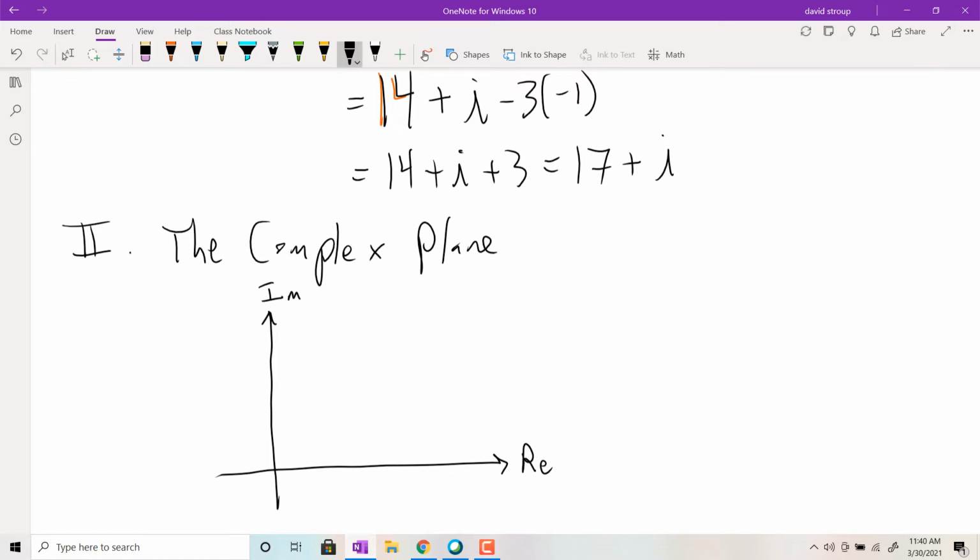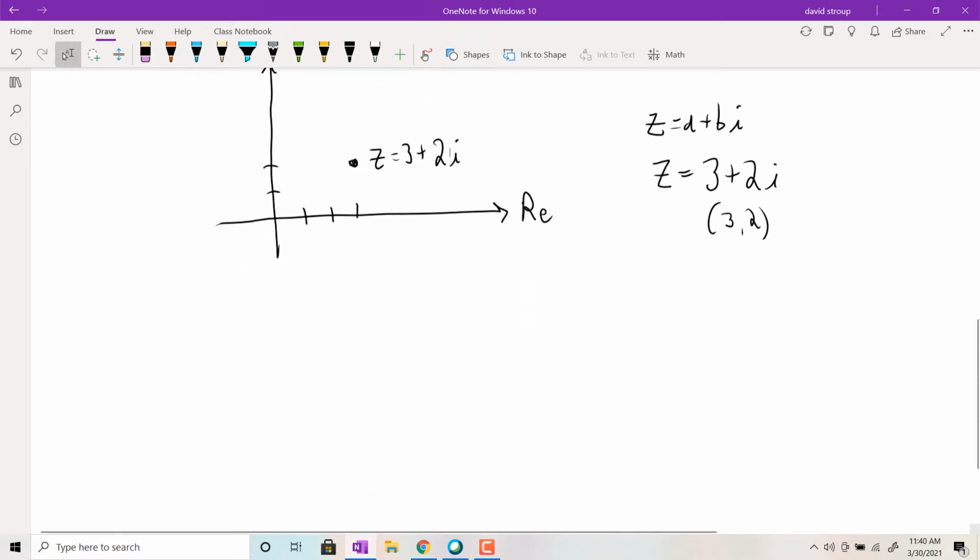And if we want to plot something like z equals a plus bi, or let's plot an actual one, right? z equals 3 plus 2i. All you have to do is think of it like plotting the coordinate (3, 2). Okay, so 3 in the real direction, 1, 2, 3, and then 2 in the imaginary direction, and there it is. Okay, so z equals 3 plus 2i.